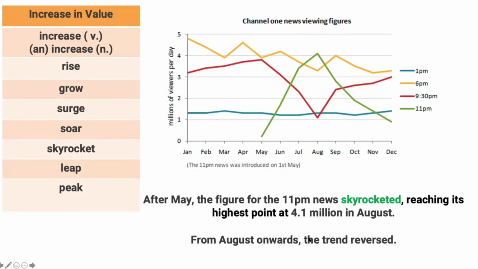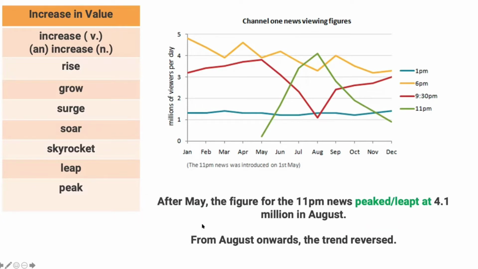And of course, from August onwards, the trend reversed. So we saw that it did the opposite pattern after August. Let's look at our next sentence. It says, after May, the figure for the 11 p.m. news peaked or leapt at 4.1 million. So again, peaked is going to be the highest point. You could also say that it leapt, and it leapt at 4.1 million. So here we're actually using at to signify the last number or the highest number before it reversed.